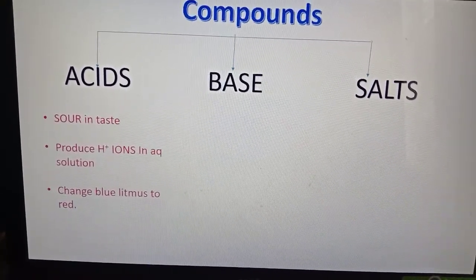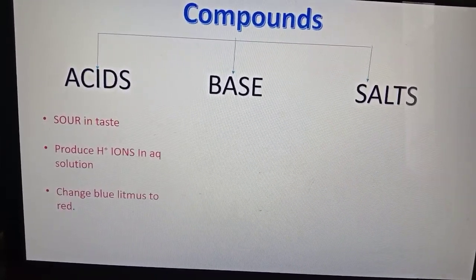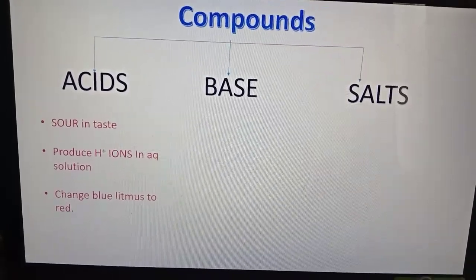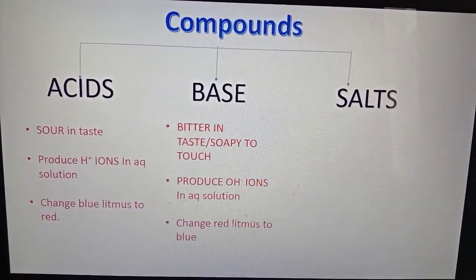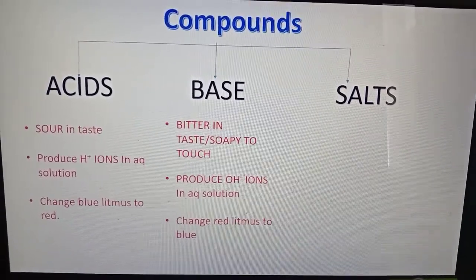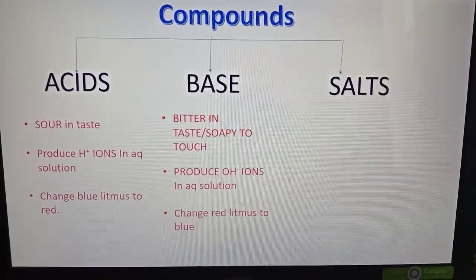Acids, you all know, sour in taste, produce hydrogen ions in aqueous solution and change blue litmus to red. Whereas base is soapy to touch or bitter in taste, produce hydroxyl ion in aqueous solution and change red litmus to blue.